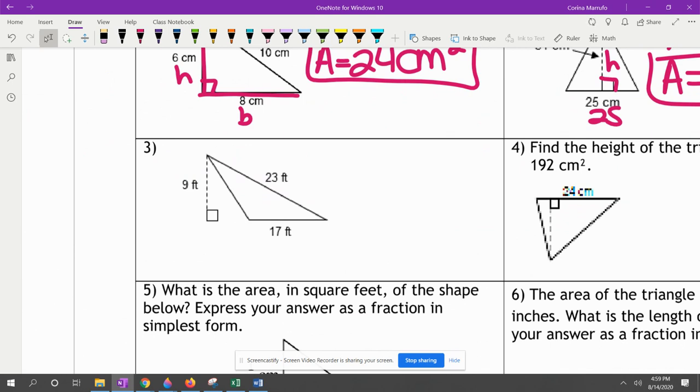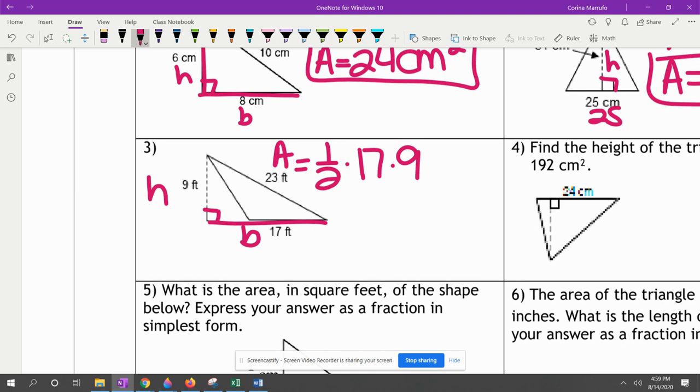The next one. So here's an example where our height is outside of the triangle. So this 9 is our height because it makes a right angle with our base. My base is 17, so we're going to do 1/2 times our base, which is 17, times our height, which is 9. So let's see. That gives us 17 times 9 divided by 2, 76.5 feet squared.